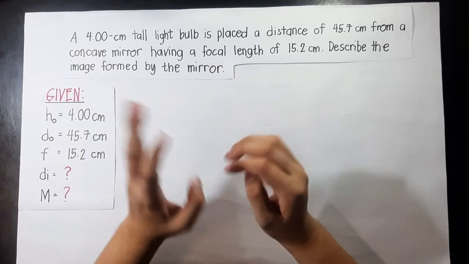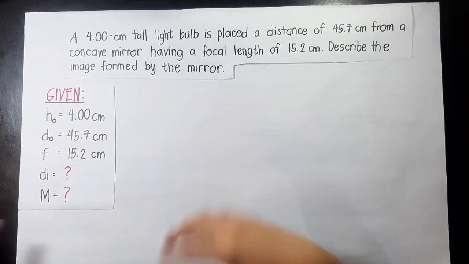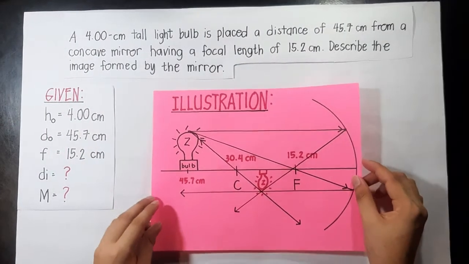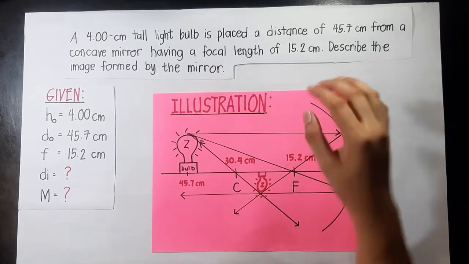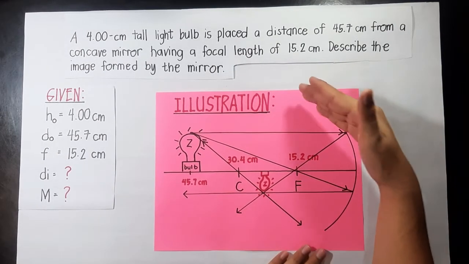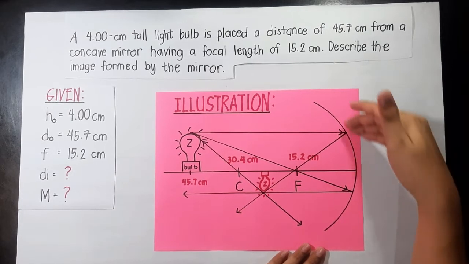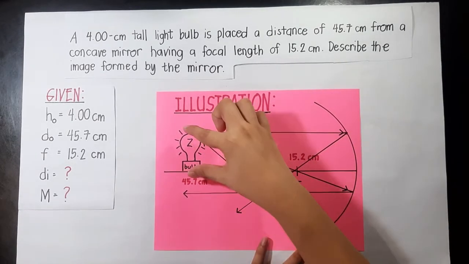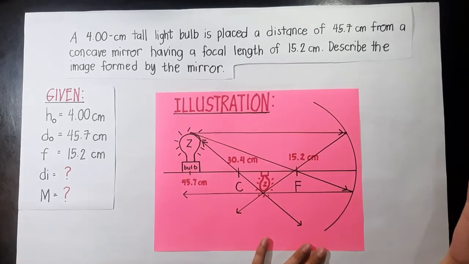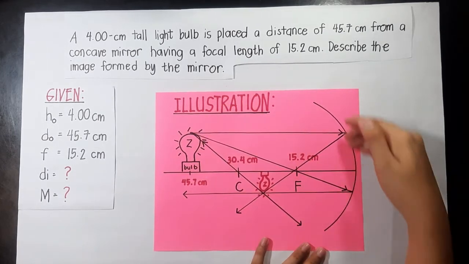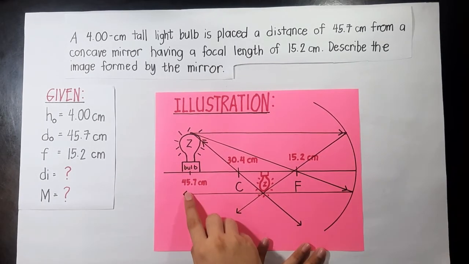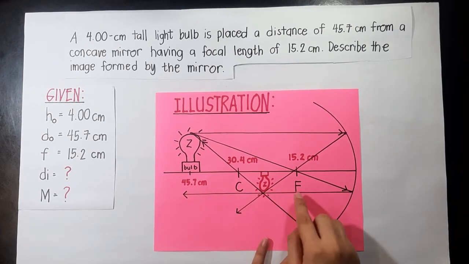So, after identifying the given, we will have now the illustration. So I have here the illustration part. Excuse me. I have here the illustration part. So meron ako ritong concave mirror. I have here the concave mirror. And I have here the object. So kung titingnan natin maigi, I put this object in front of the mirror sa layong 45.7 cm. Considering the value of your C and of your F.